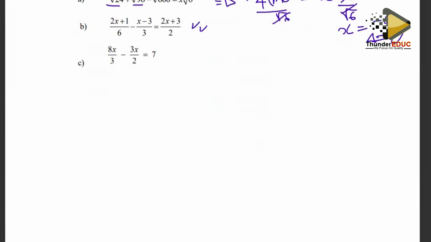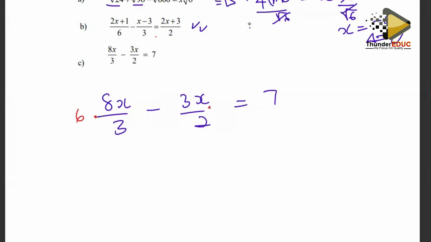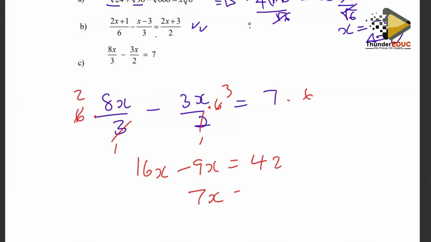Let's go down. We have 8x over 3 minus 3x over 2 should give us a 7. So still, we look at our denominators. We have a denominator of 3 and 2. Multiply them, you get 6. So let's multiply through by 6 to get rid of that. So by 6, by 6, by 6. By 3 is 1, by 3 is 2, by 2 is 1, by 2 is 3. So that's going to be 16x minus 9x must give us a 42. Subtract that, you have 7x is 42, divide both sides by 7. So which means our x becomes just a 6.